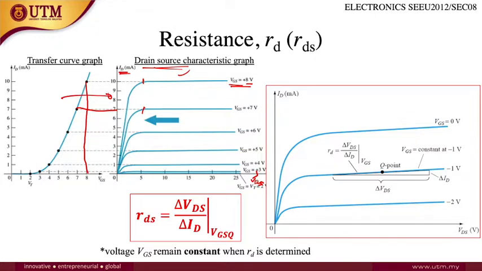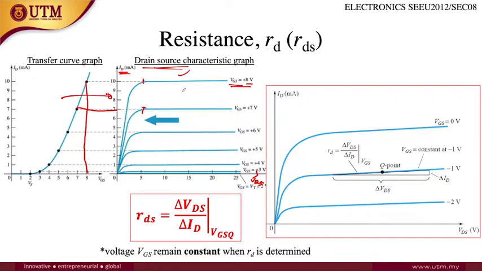If you keep increasing the voltage at DS, the drain current will not increase. It will become saturated. So these are the examples. The drain source characteristic graph has the drain source voltage on the x-axis and the drain current on the y-axis, and if you change the gate source value, you can see that the drain source voltage and drain current change as well, and at some point it will become saturated.